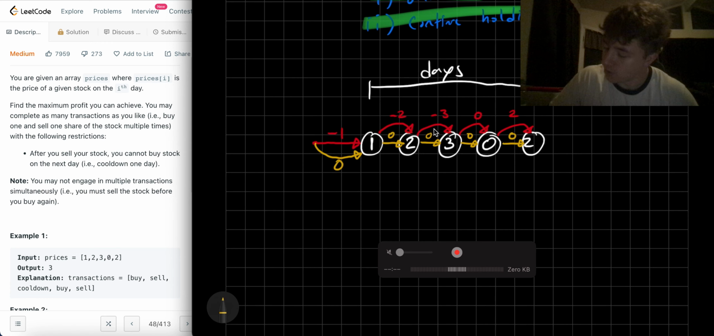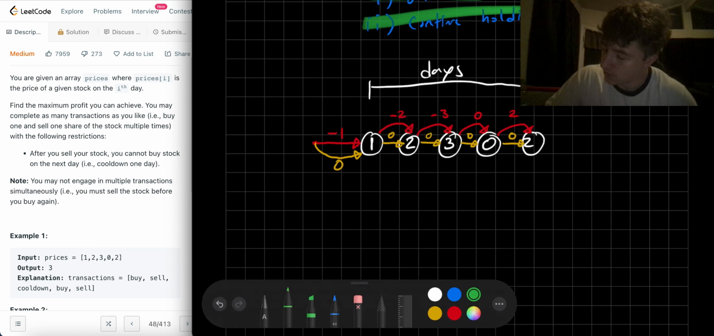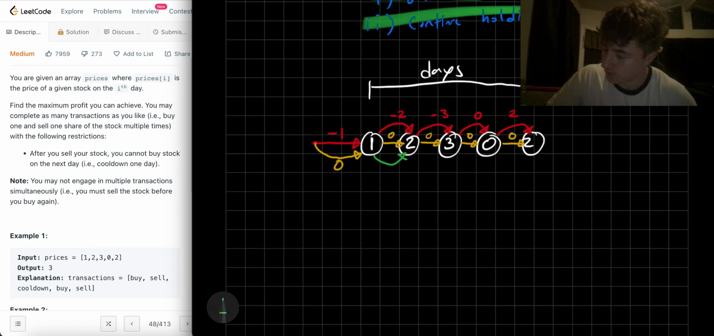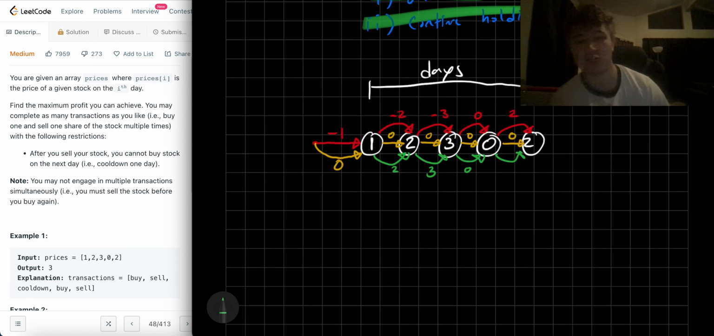And then the final thing you can do is sell the stock. So if I sell it this day, I get $2. If I sell it this day, I get $3. I sell it this day, I get $0. And if I sell it this day, I get $2.